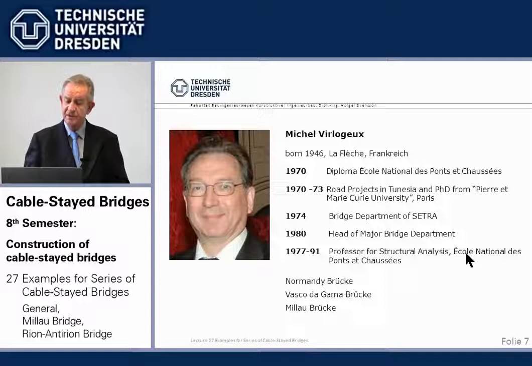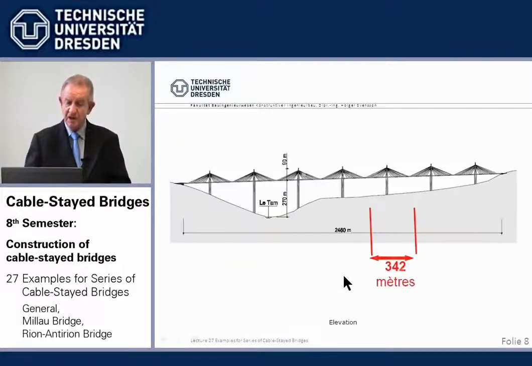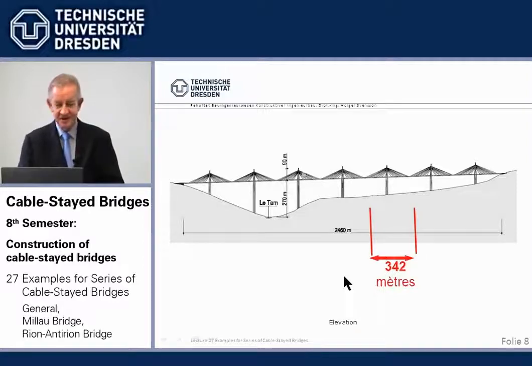Excellent education with heavy emphasis on mathematics, much more than in Germany. And we know him for the Normandy Bridge and for the Mio Bridge. He was also in charge of the Vasco da Gama Bridge, which is in Lisboa in Portugal. He was kind enough to give me his slides. So the slides you are seeing are those Michel Virlogeux used for his lectures on the Mio Bridge.